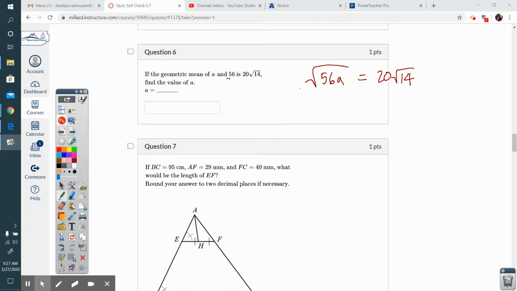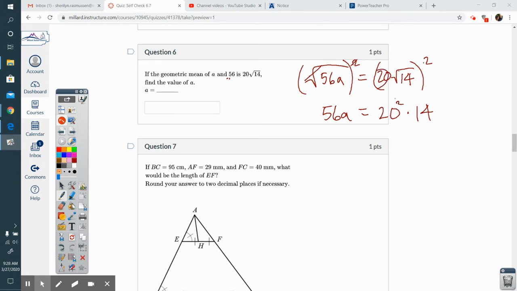So since I have square root on both sides and I need to solve for a, I've got to square both sides because it's the opposite of square root. This square and square root cancel each other out, leaving me on the left side with 56a. Now on the right side, 20 is not inside the square root. So that's equal to 20 squared, and then the square root and the squared cancel each other out. So 20 squared times a single 14, because the square will cancel the square root, but 20 still needs to be squared.